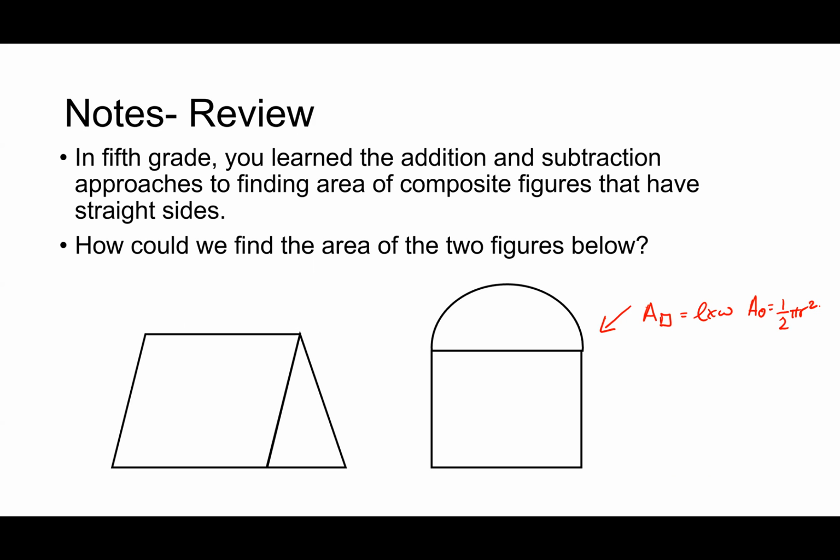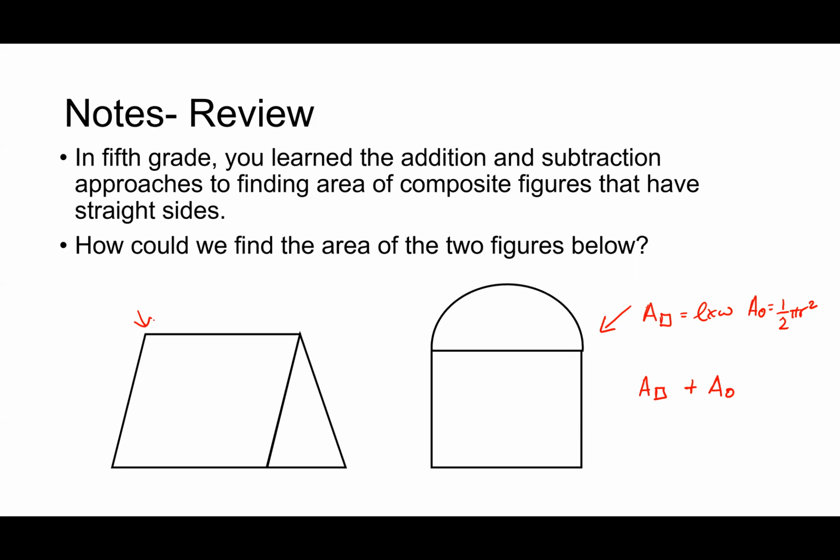And then what would I do after I found those areas? What do you think, Ray? Add them together. Yeah, to find my actual area, I would add the area of the square and I would add the area of the circle. Pretty easy, right? What if I wanted to find the area of this figure?